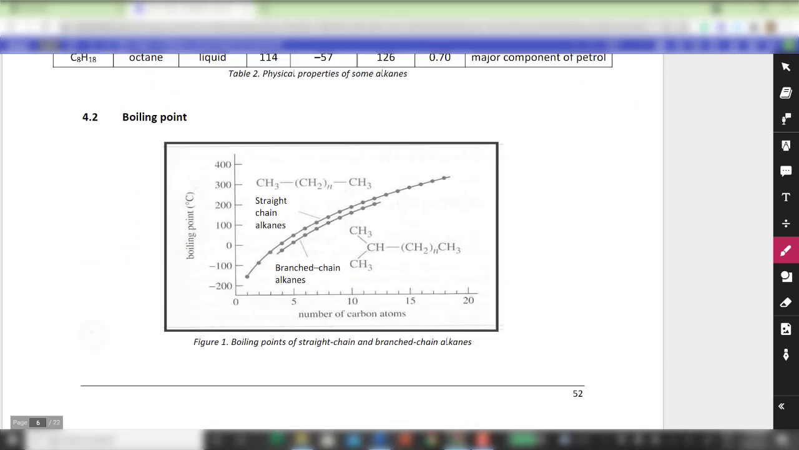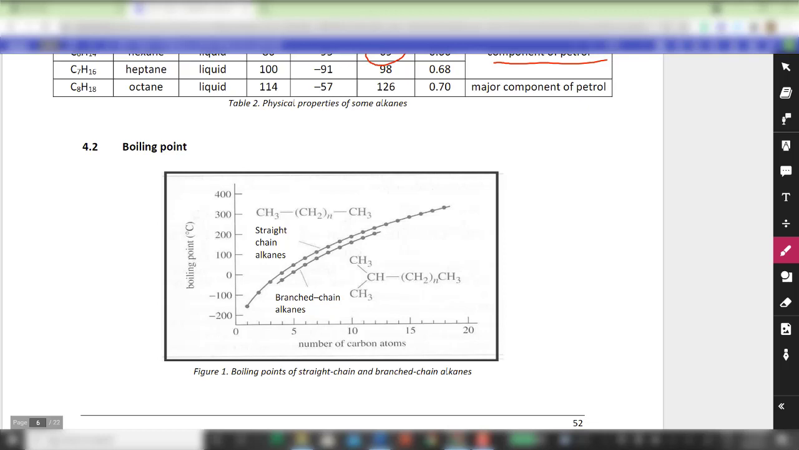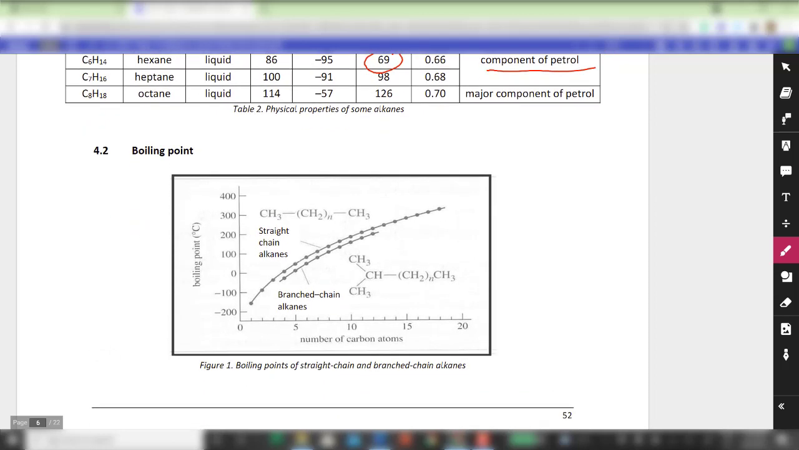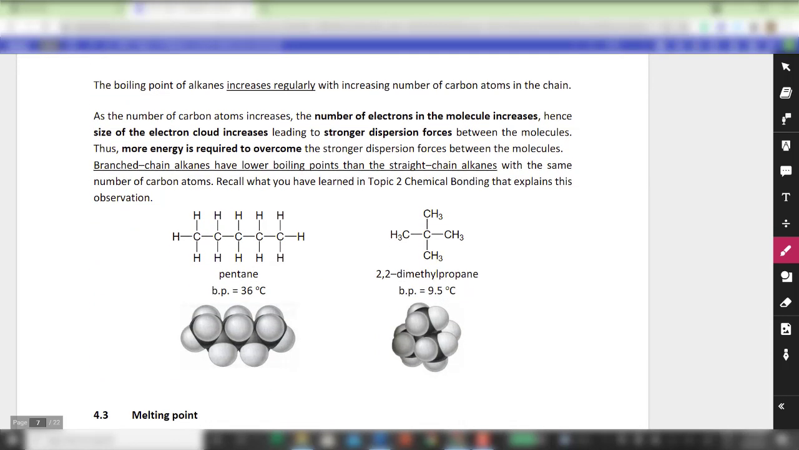And then the boiling point, if you plot a graph, is a simple graph you can get. Nothing fanciful about the graph, just an increasing trend. But one thing to take note of is that straight chain always lies slightly higher than branched, for an obvious reason. As you learn from chemical bonding, straight chain has a larger surface area of contact, so the electron cloud will be more easily polarized, and there's therefore a higher chance of forming stronger dispersion forces between the molecules.